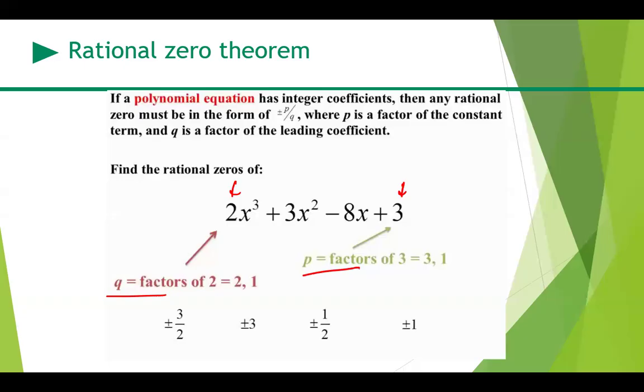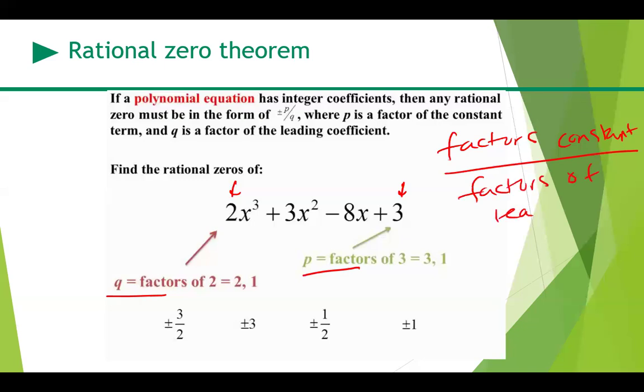So to find your possible list, it's the factors of your constant divided by the factors of your leading coefficient. In math, we call it P over Q. It's your P over your Q. And it's going to be positive and negative for each one of those values.